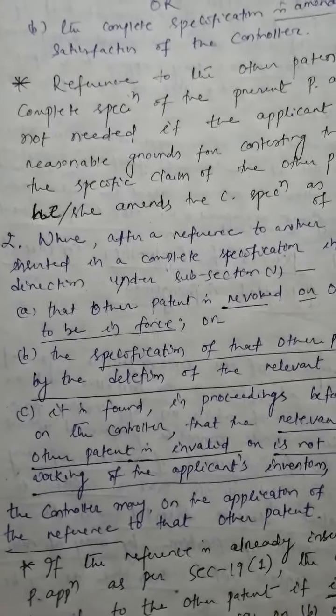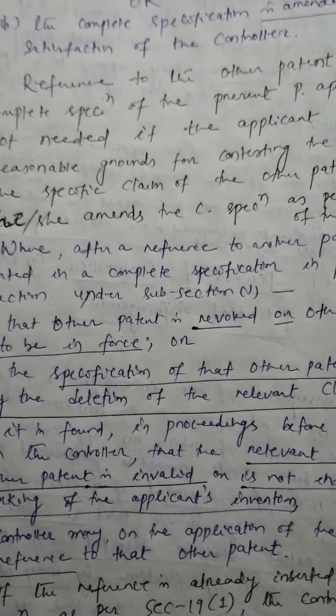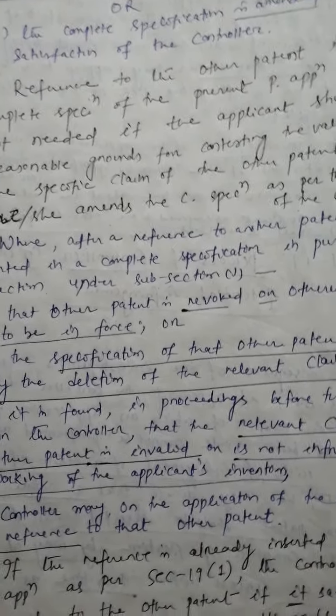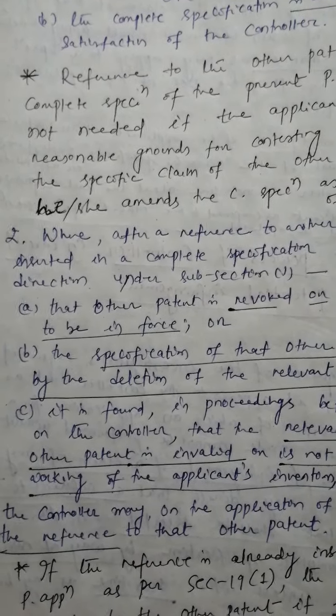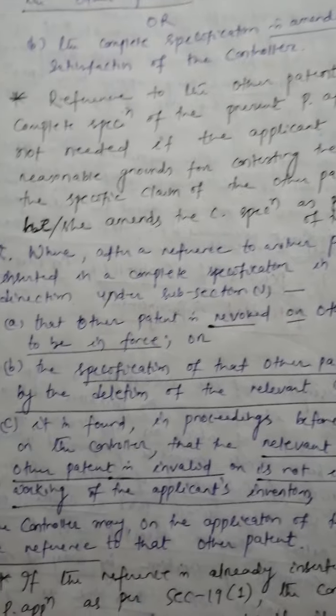Now, out of these three clauses, if even one clause is satisfied, then the applicant can request for the deletion of the reference. So, this is an either-or situation: A or B or C. Now, I think both the subsections are much clearer.